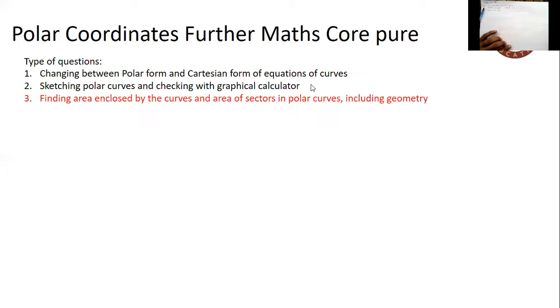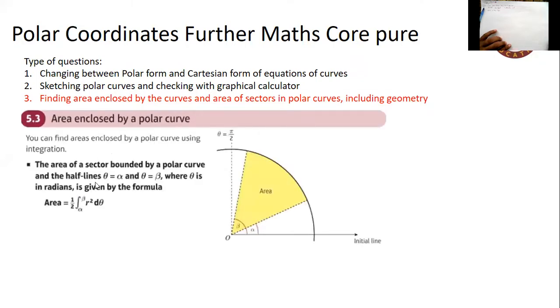Right, to sum it up, this was our third type of question: finding the area enclosed by curves, in the area of sectors, including geometry. This was the formula we've been using. And with the whole curve, you take limits 0 and 2 pi.